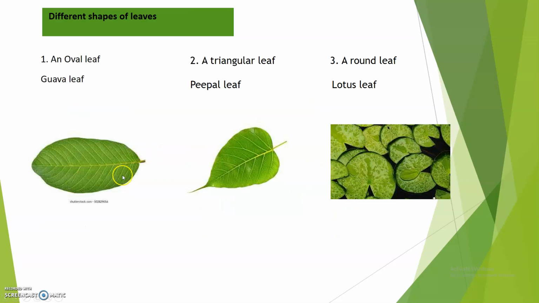Different shapes of leaf. Some are oval in shape, like the guava leaf. Some are triangular. The best example is the peepal. Some are round. A lotus leaf is round in shape.